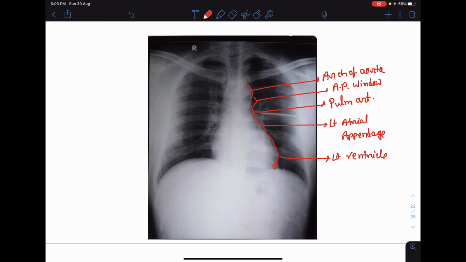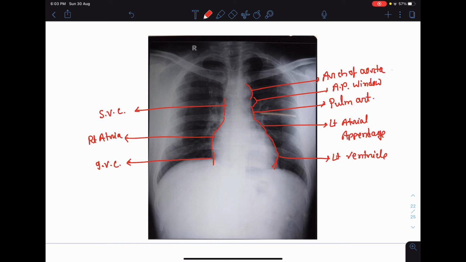Now the right heart border: this area is formed by the superior vena cava. This area is formed by the inferior vena cava, and the larger portion of the right heart border is formed by the right atrium. Okay, this is about the heart, the structures forming the heart borders.